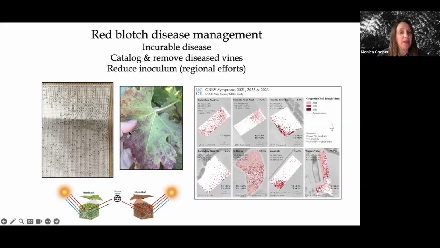And so a lot of the mapping efforts are done just by people either walking or driving slowly in ATVs, recording the presence of symptoms. Although there's also been a fair amount of work on proximal and remote sensing for this disease. And so it's possible that in the future it will be a little bit more automated, which could make the process of cataloging where the vines are more efficient.